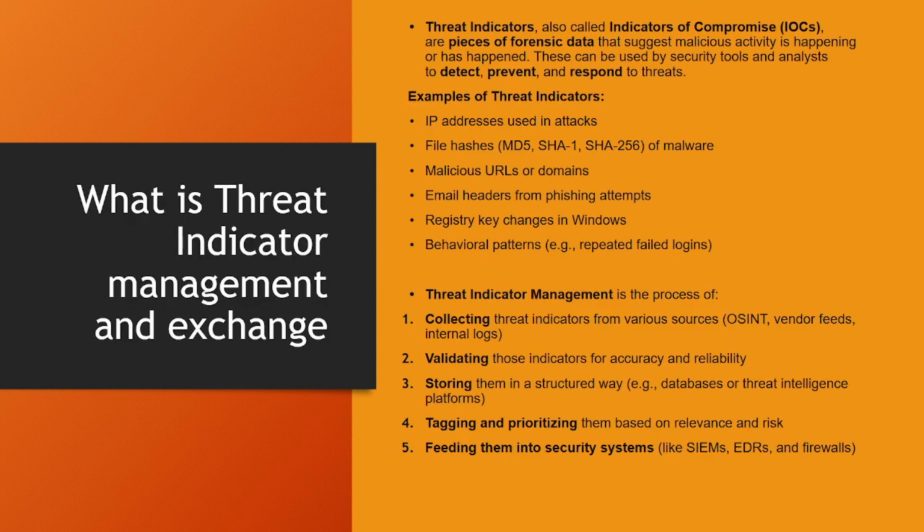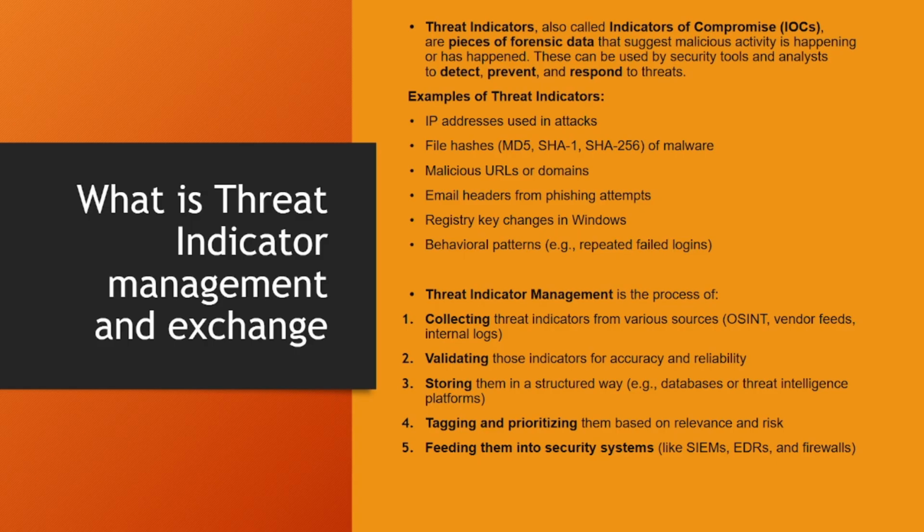So going on to the next topic, what is threat indicator management and exchange? Threat indicators, also called indicators of compromise, IOCs, are pieces of threat or forensic data that suggest malicious activity is happening or happened. These can be used by security tools and analysts to detect, prevent, and respond to threats. Examples of threat indicators are IP addresses used in attacks, malicious URLs, registry key changes, or behavioral changes.